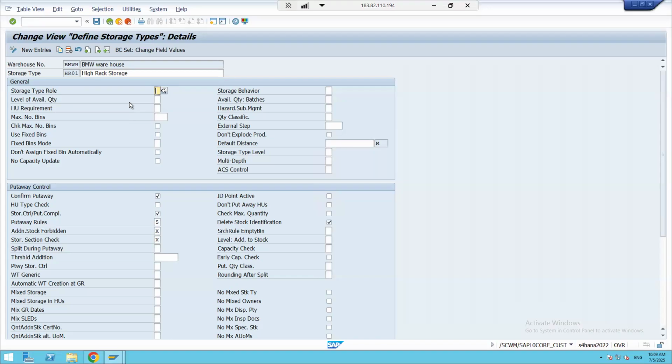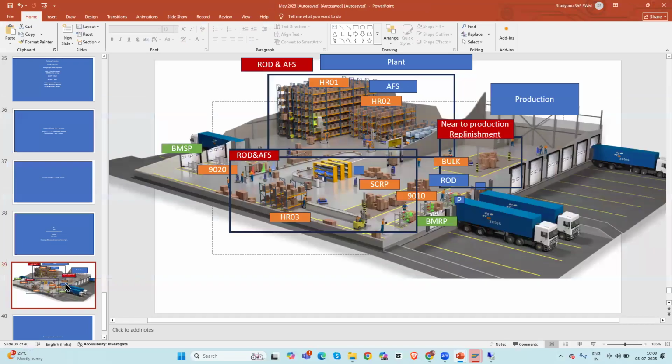Storage type role. Now tell me, I'll go to my PPT part. By looking at this picture, these are our storage types. Tell me how many storage types we have here now. Let's go step by step. We have doors, the transportation unit docking to the doors. So this is a storage type, right? What are doors in EWM?